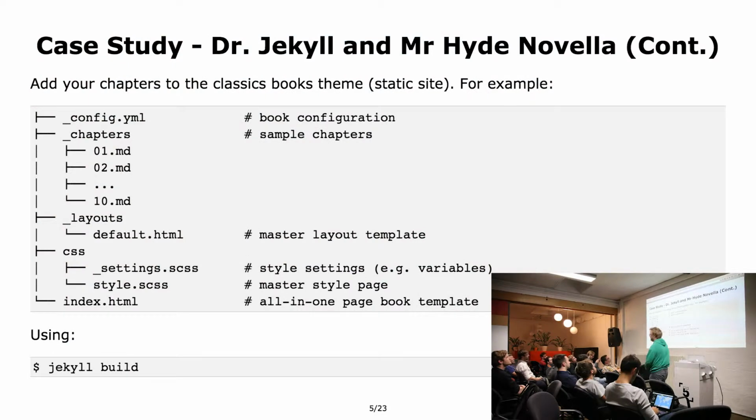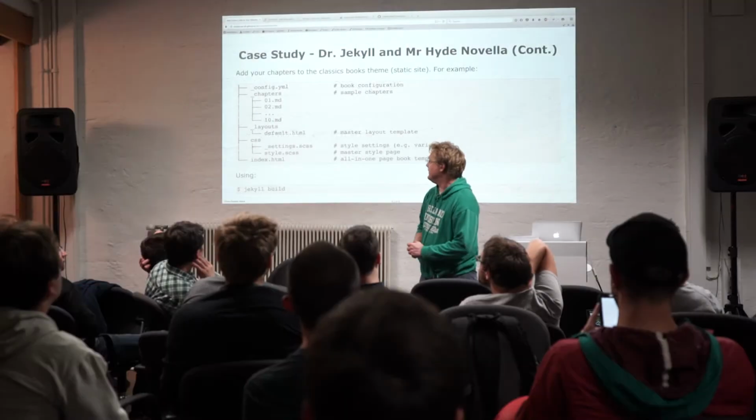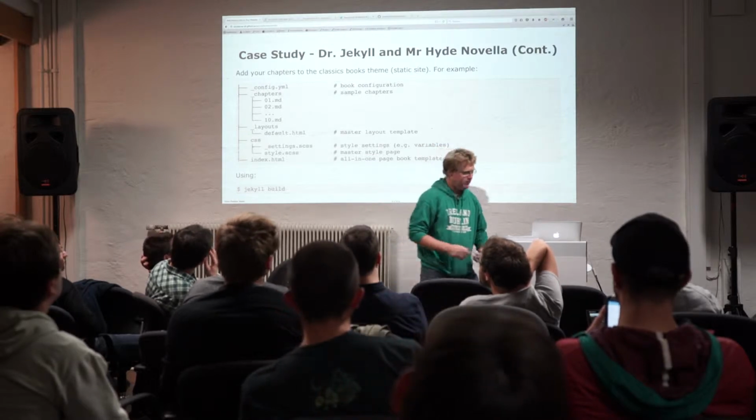You just pick a theme, which is a ready-to-use design and layout and templates. There's a theme called Classic Books, so that's the perfect fit. You just have to drop your text files in the chapters folder. Then you say jekyll build, and off you go. You have a perfectly nice book.